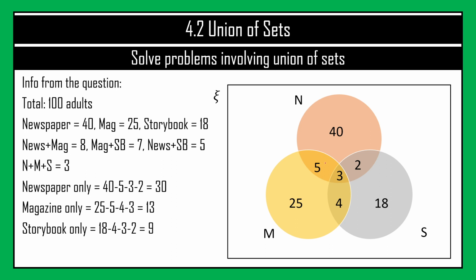And then we got magazine. Okay, magazine has 25, so we need to minus 5, minus 3 and minus 4 in order to get magazine only, which is 13, as well as storybook only. We need to minus 18, minus 4, minus 3, and minus 2. So we are left with 9. Now that we have the new figure, we need to change this figure. Alright, so we got 30, 13, and 9. Right, now the figure is correct. We can go on to answering our question.